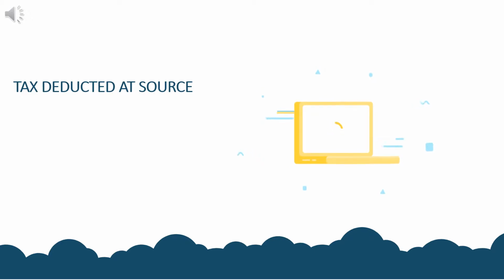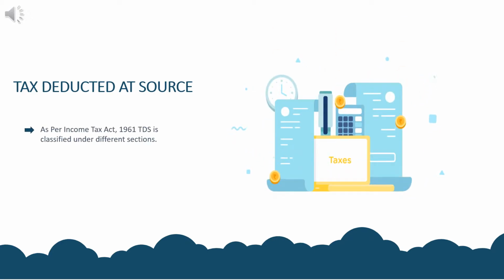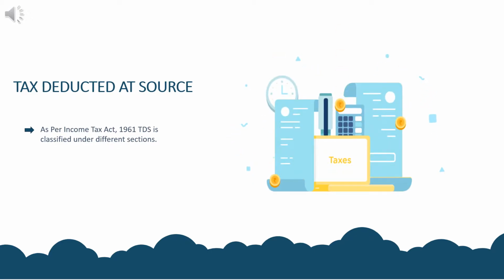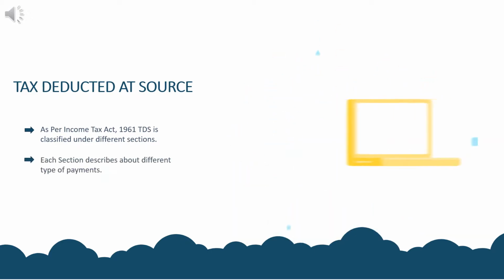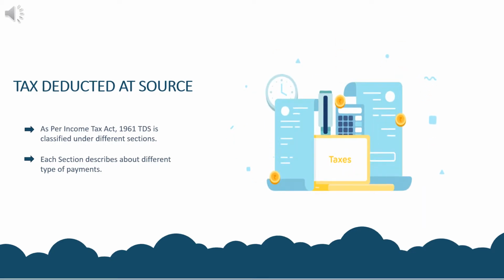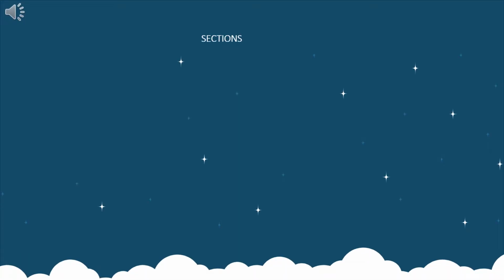Tax deducted at source. As per Income Tax Act, 1961, TDS is classified under different sections. Each section describes different types of payments. Now we will go through different sections of TDS as per Income Tax Act, 1961.